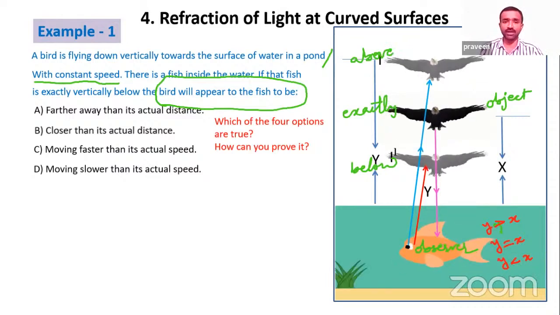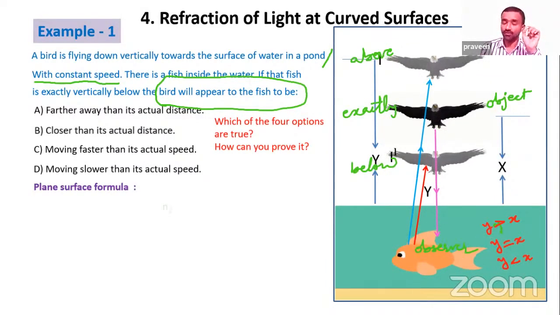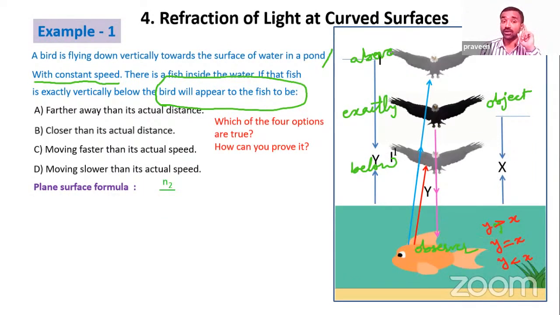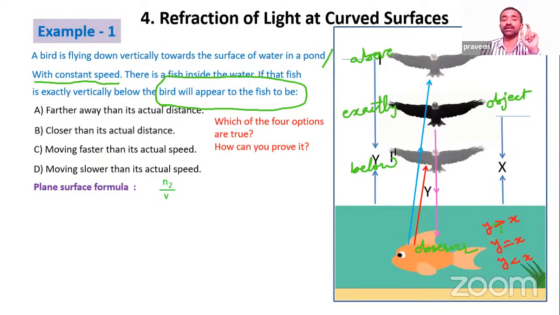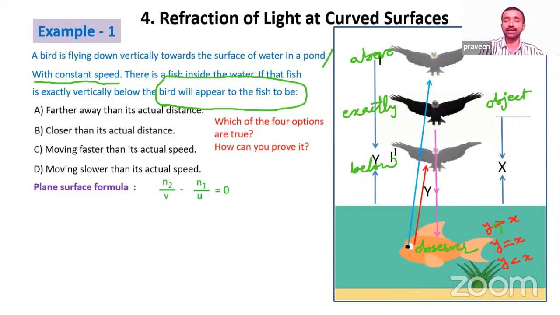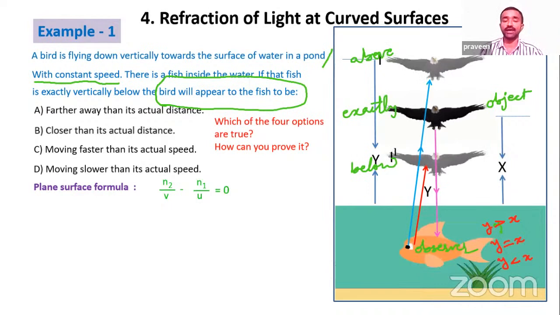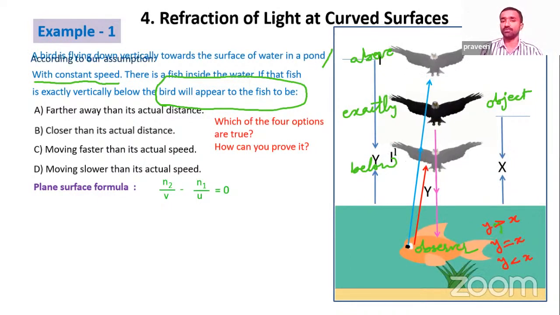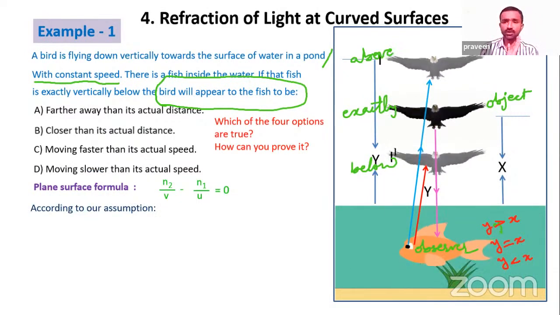The plane surface formula is simply n2 by v minus n1 by u equal to 0, because a plane surface has its radius infinity. So 1 by infinity equals 0. From that, I can write n2 by v minus n1 by u is equal to 0. Then, according to the assumption we made, maybe far or maybe close.